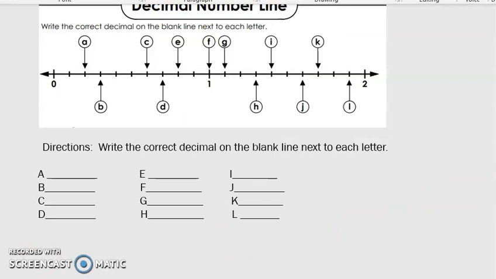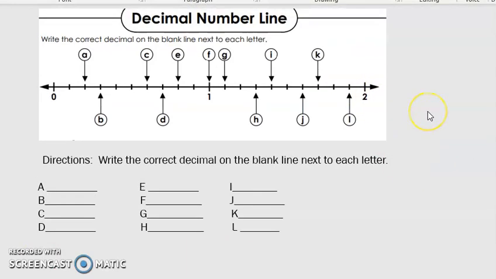All right. Now look, we got something new here. We're working with decimals on a number line. Actually, I'm going to pause here because we're going to just make this a part 2 of the video.